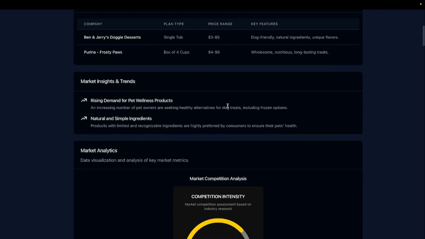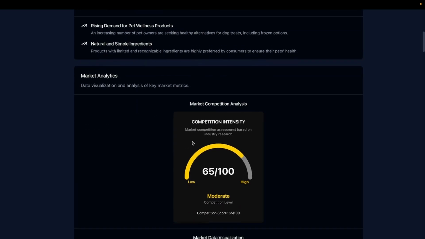Market trends and insights. This is the next section where you can see what's going on. Pet wellness products and natural and simple ingredients. So this is sort of what people want in their products. Obviously, competition is moderate. You'd think it's like a duopoly, but it's not really. It's just like two players in the market, I guess. That's why it's quite low.